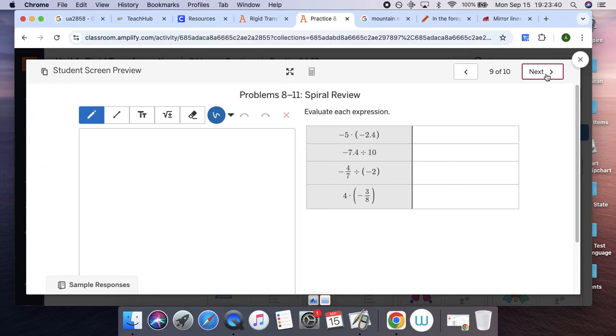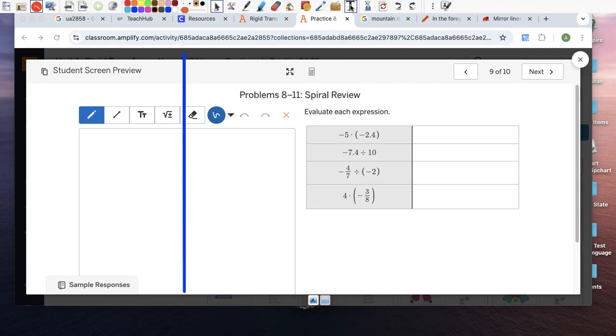9. I don't know what this is. Oh, it says spiral. Okay. But you remembering the rules of multiplying and dividing integers. So multiplying and dividing is not the issue here. Do you remember what happens when multiplying two negative numbers? So negative times a negative, the answer would be positive.